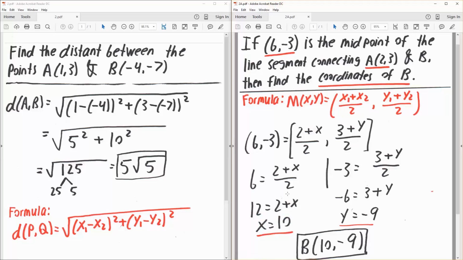Next we want to get our y coordinate. So -3 is equal to 3 plus y divided by 2. -3 times 2 is -6. -6 is equal to 3 plus y. We take out this 3. We can say -3, -3. And so our y is equal to -9. And so our B coordinate would be (10, -9). And that's all we need to do for this problem.